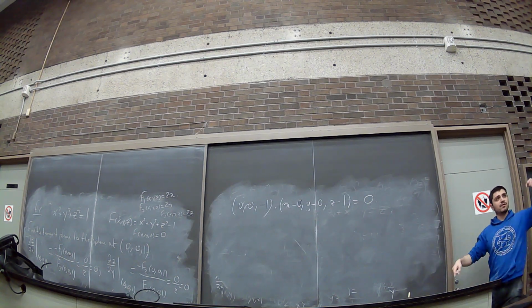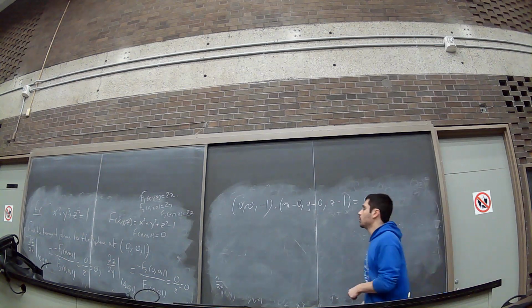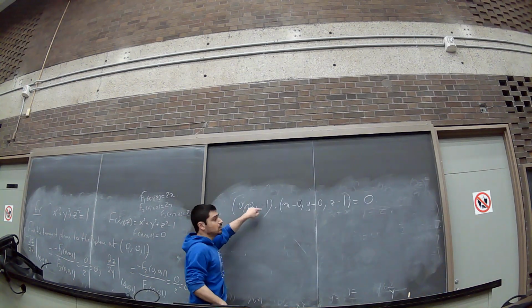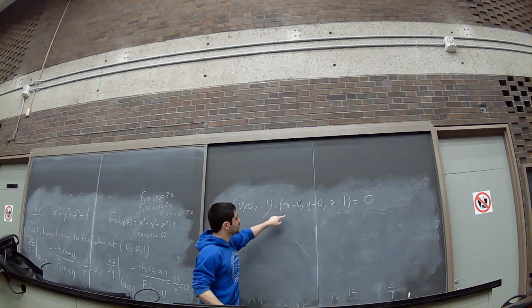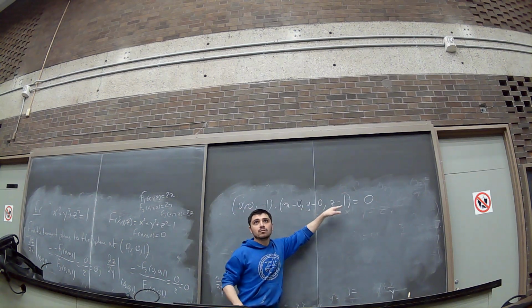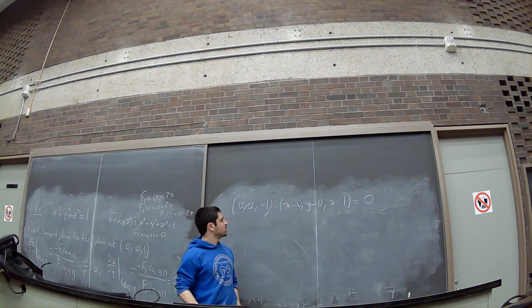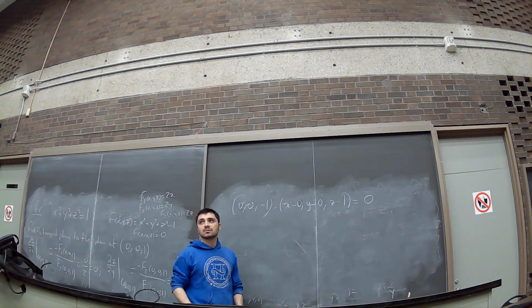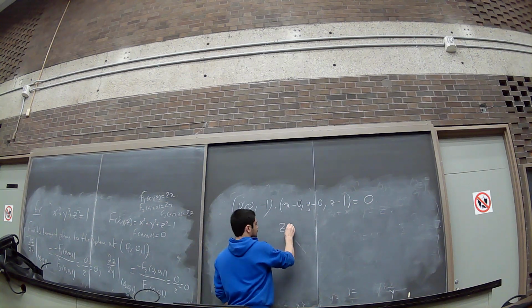We remember this? You have a normal vector and you have a point. What is the normal vector? 0, 0, minus 1. What's the point? 0, 0, 1. This is how we find the tangent plane. What's an equation of the tangent plane? So z is equal to 1.